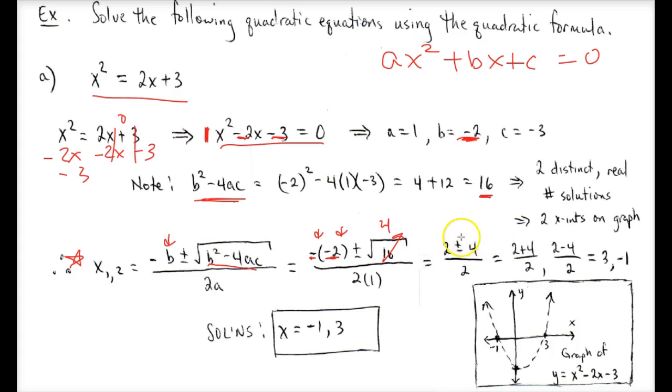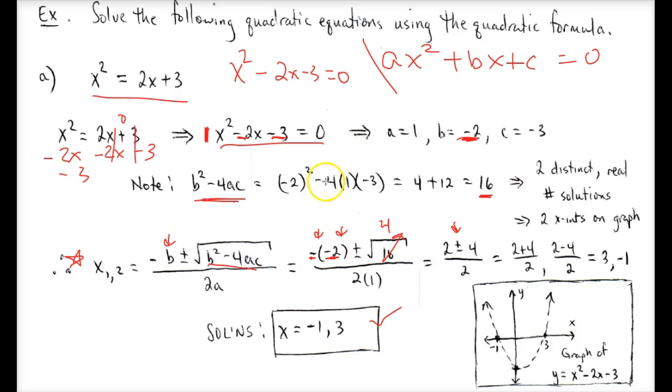Once we're there, with the plus or minus, if we use the plus, we get one answer, and if we use the minus, we get another. If we do 2 plus 4, that's 6, divided by 2 is 3. If we do 2 minus 4, that's negative 2, divided by 2 is negative 1. So the locations where our quadratic function, x squared minus 2x minus 3, crosses or touches the x-axis are at negative 1 and at 3.